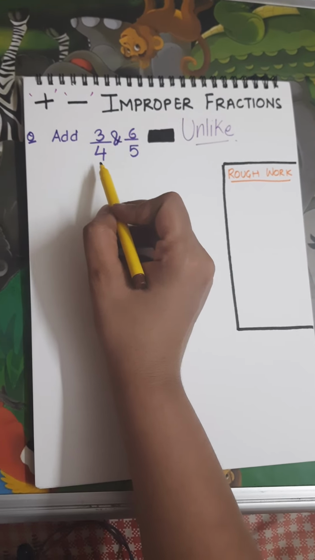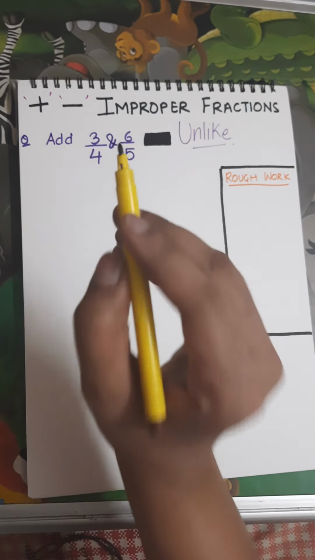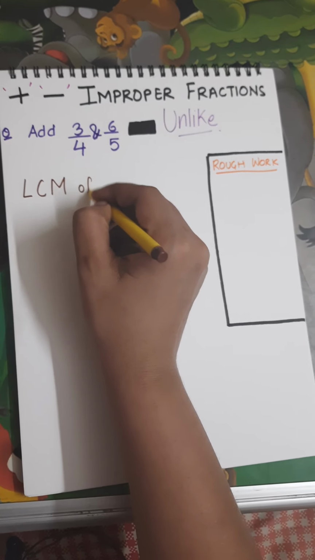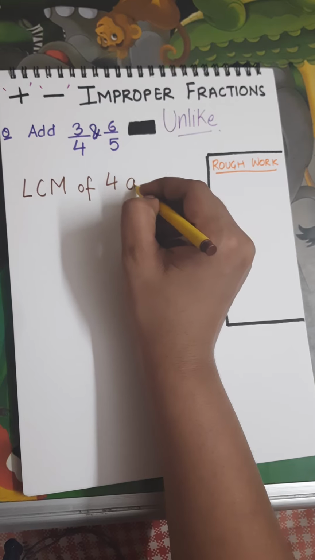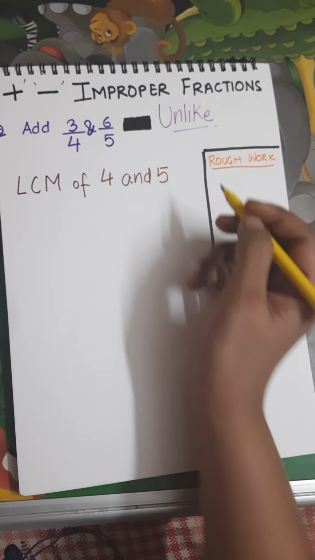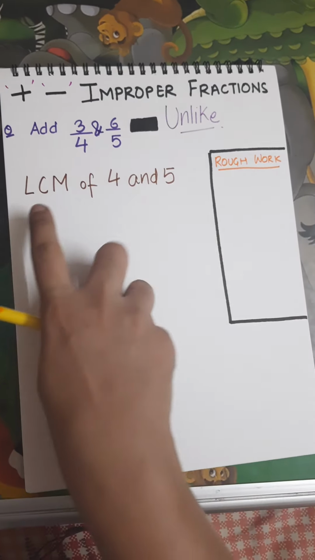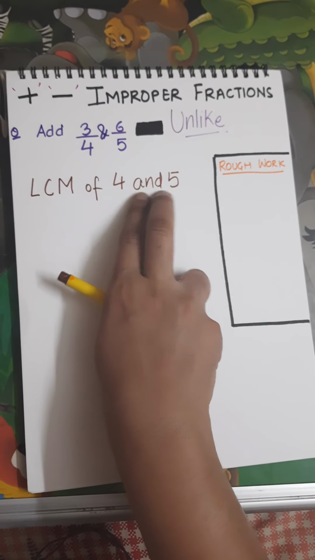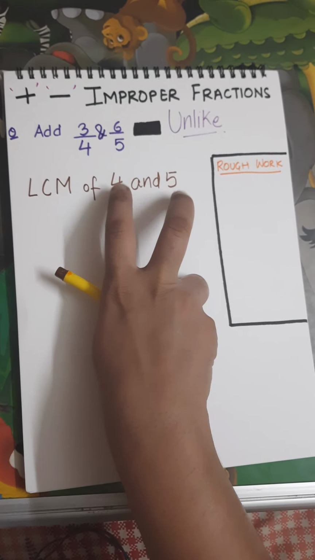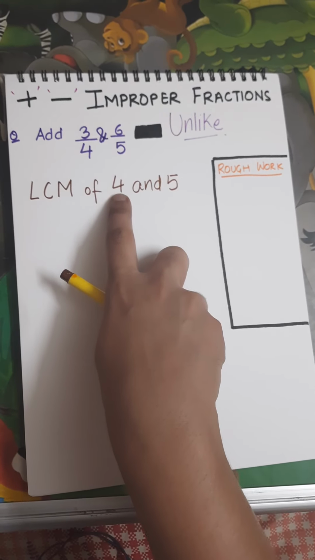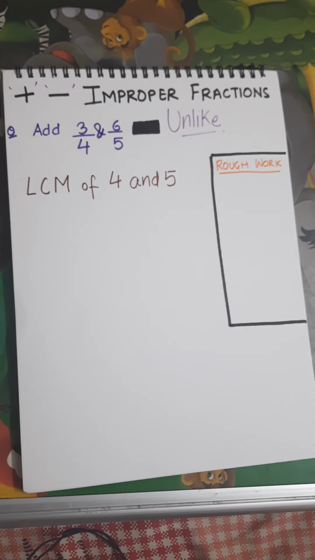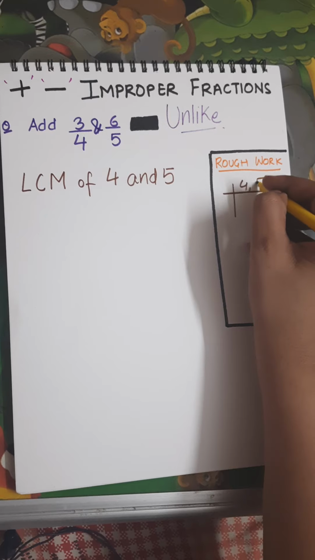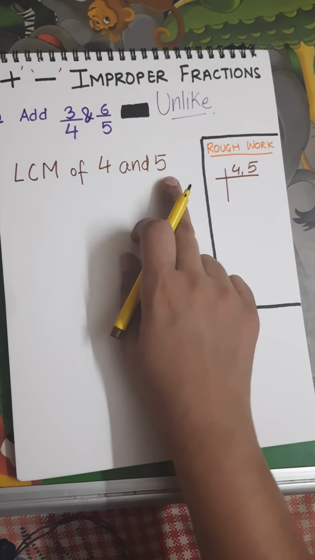Now here, since we have different denominators, our first step will be to find the LCM of the denominators, that is 4 and 5. Since LCM is the least common multiple, and 4 and 5 both don't come in each other's table, directly we will say that the LCM is 4 into 5, which is 20. If you want to solve it over here, that also you can do. The LCM will be 20 only.